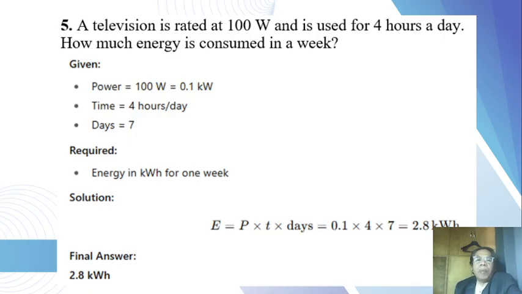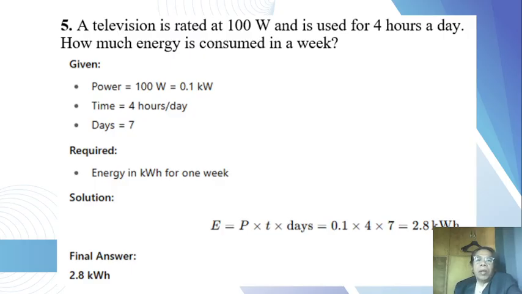Number 5, a television is rated at 100 watts and is used for 4 hours a day. How much energy is consumed in a week? So power is 100 watts or 0.1 kilowatt. Time is 4 hours per day, for 7 days. So energy in kilowatt hours for 1 week would be P times T times the number of days.